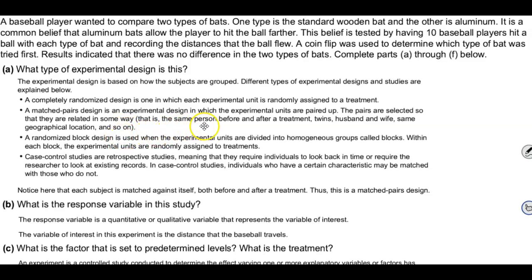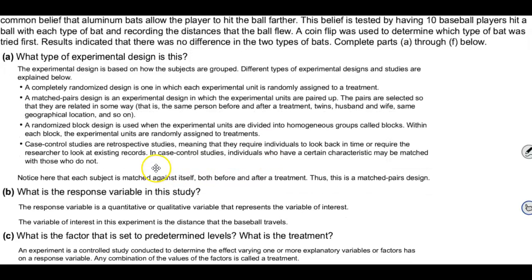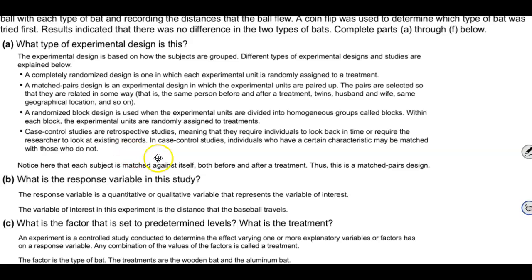And that is the same person before and after a treatment, twins, husband and wife, same geographical location, and so on. A randomized block design is used when the experimental units are divided into homogeneous groups called blocks. Within each block, the experimental units are randomly assigned to treatments. Case control studies are retrospective studies, meaning that they require individuals to look back in time or require the researcher to look at existing records.